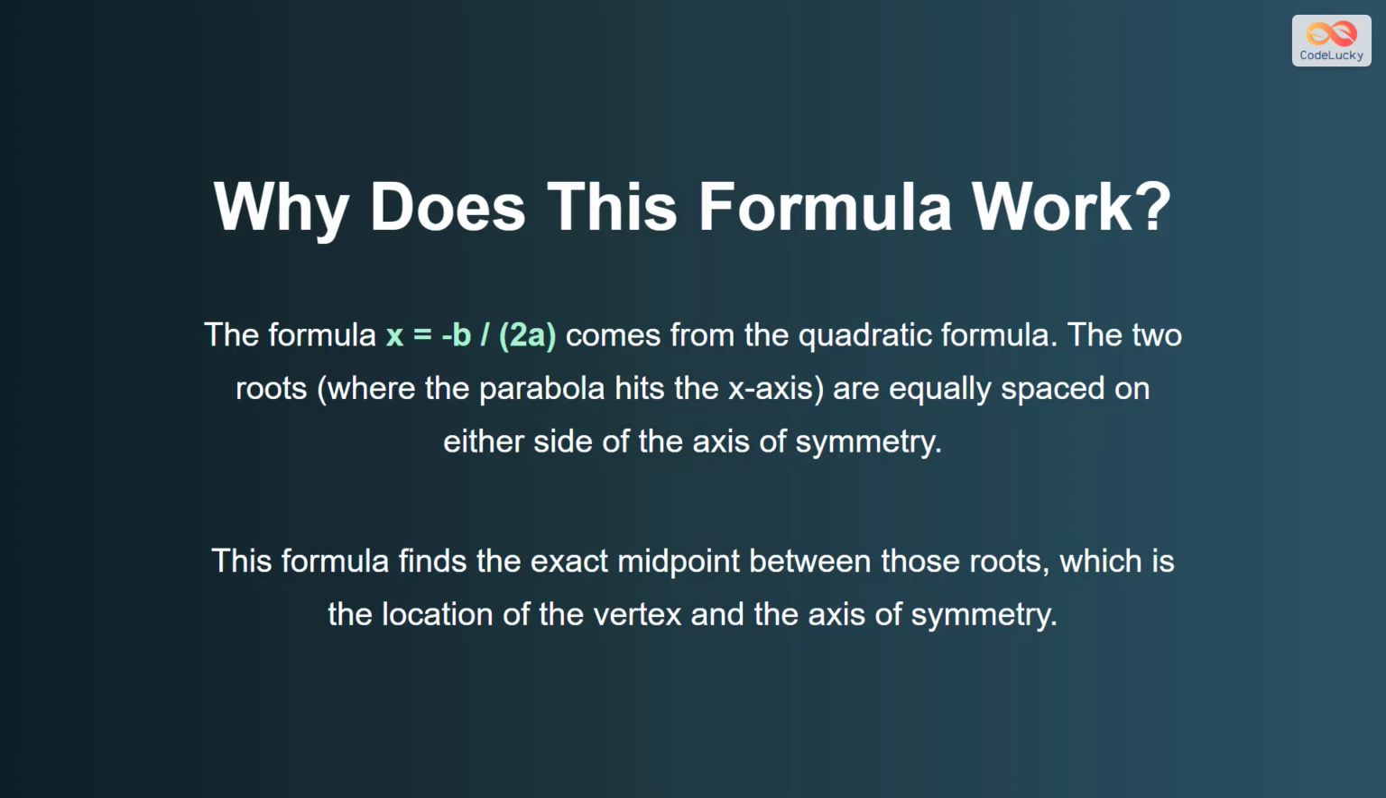You might be wondering why this formula works so well. It's derived from the more complex quadratic formula, which is used to find the roots of the equation. That is, the points where the parabola crosses the x-axis. The axis of symmetry lies exactly in the middle of these two roots. Our formula is essentially a shortcut to find that midpoint without needing to find the roots first.